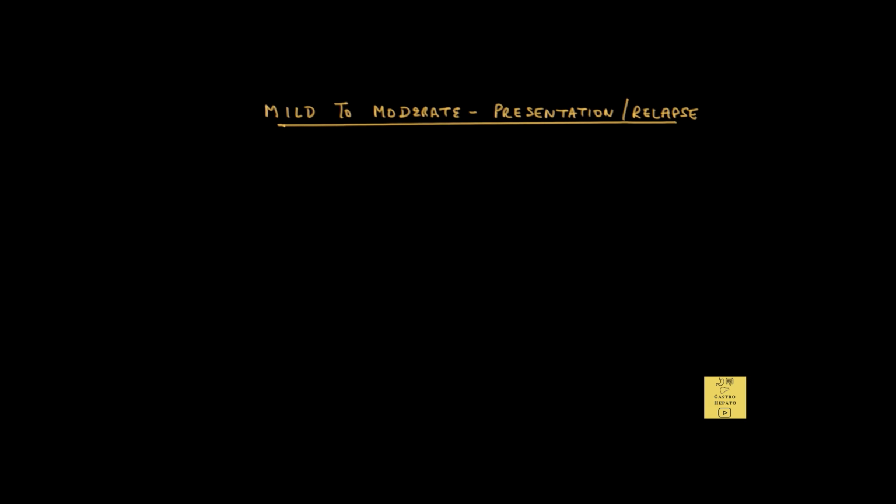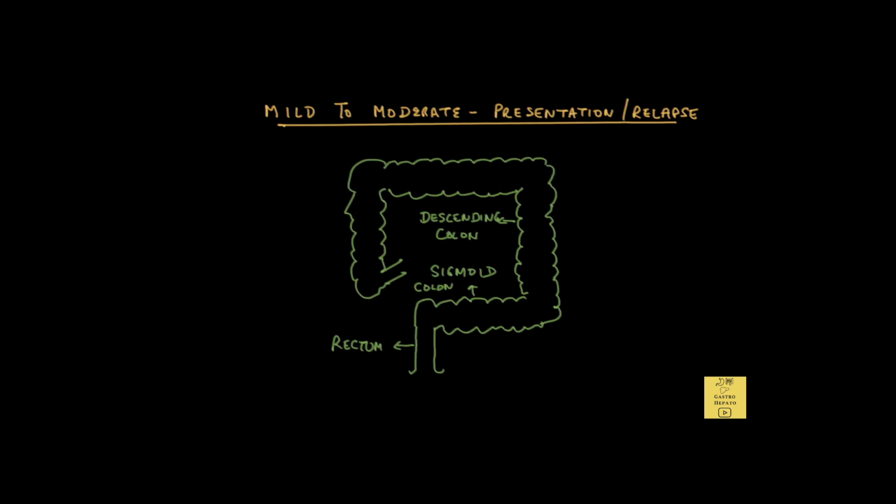Let's now discuss the management in greater detail of ulcerative colitis, which is mild to moderate. Let us now look at the image of the colon. If the disease involves only the rectum, the first choice is a mesalamine suppository only. If it extends further up and involves the sigmoid colon, then gel or foam mesalamine enema can be given.